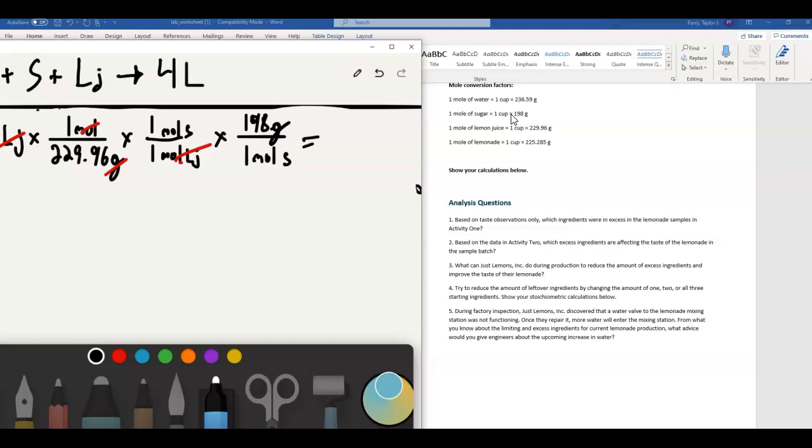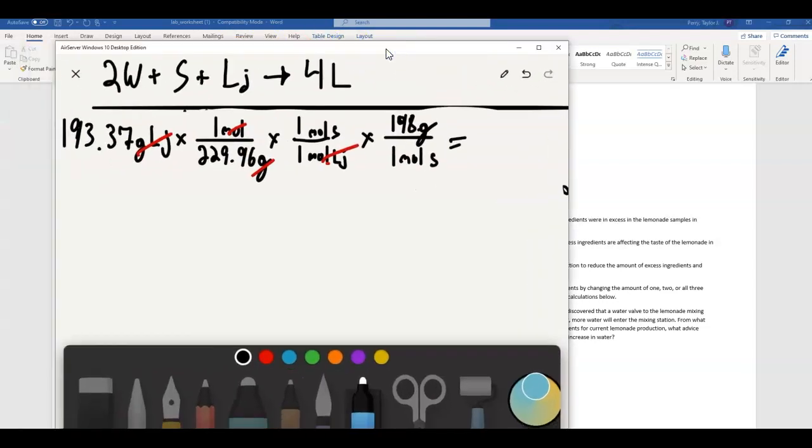All right, throw it in a calculator. I know it's not the most fun thing, but that's c'est la vie. 193.37 divided by 229.96 times 198. And that gives me around 166.50. That's what I'm going to round this to, 166.50. That doesn't look very good, does it? You know what? Let's try that again. 166.50 grams of sugar.